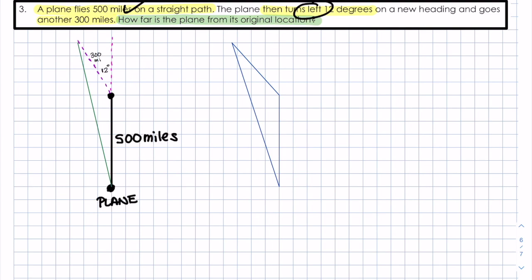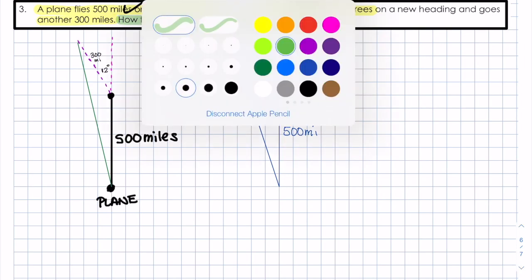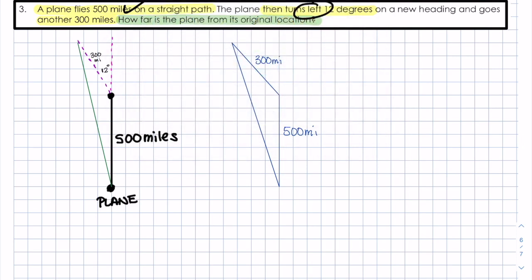So what are the things we know? We know that the first path was 500 miles, so that's going to be helpful. We know the second path was 300 miles. And even though they didn't explicitly tell us, we also know this angle right here, and I'll show you how we know that. Over here, let me write this in that original pink color. Remember that here they told us that this was 12 degrees, right?